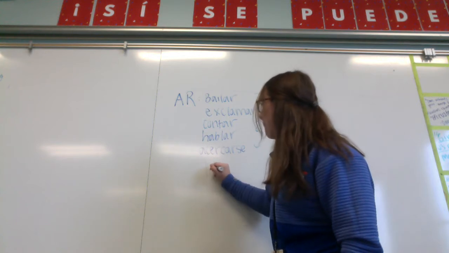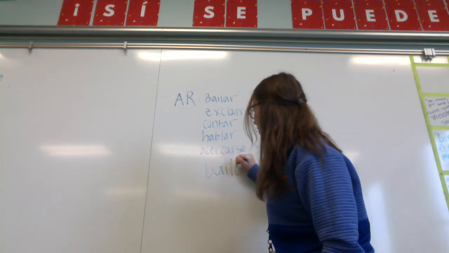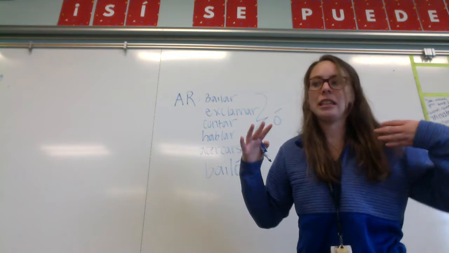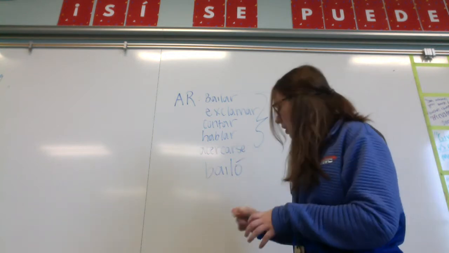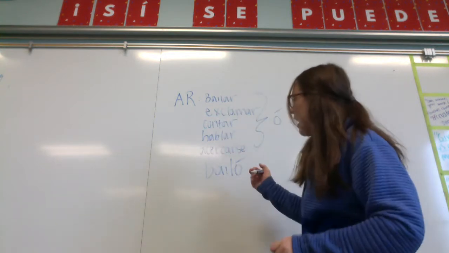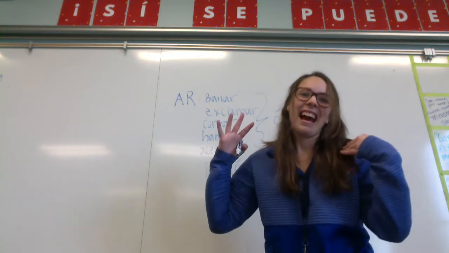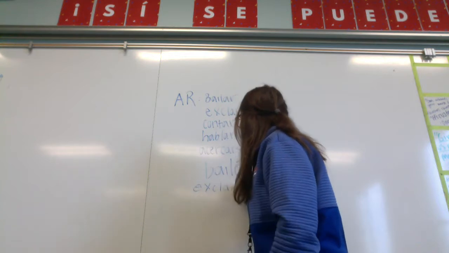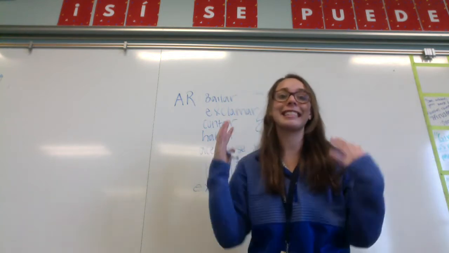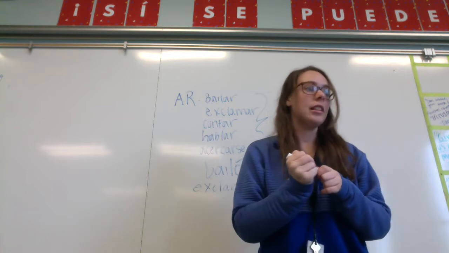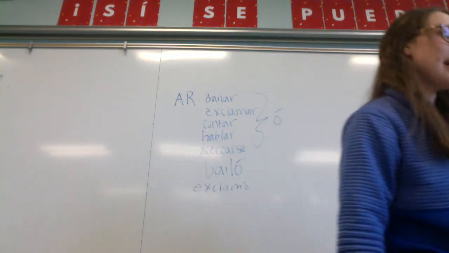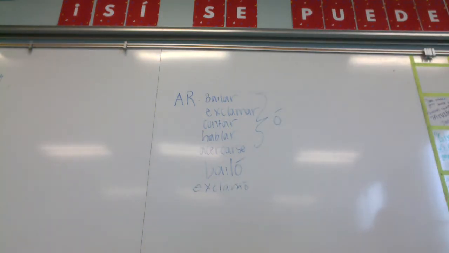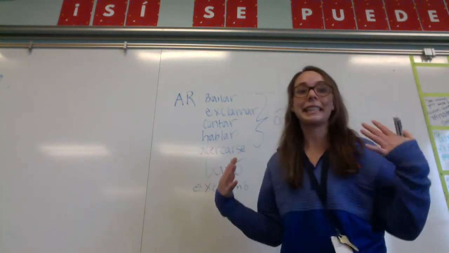So if I said bailó, that would mean he or she danced. Bailó. If I was to say de repente ella exclamó, exclamó, he or she exclaimed. This is the past tense he, she version. Sorry, I'm looking for a marker that'll actually show up for you guys. Exclamó, he or she exclaimed.